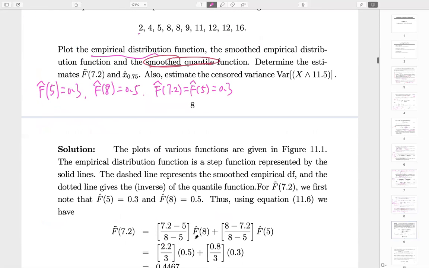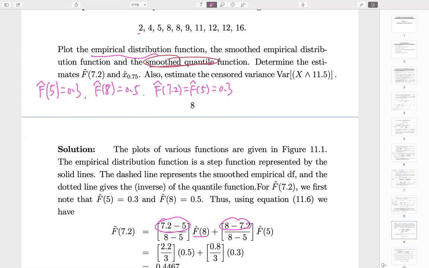So you take the linear interpolation. Between 5 and 8, the distance is 3, and for the point at 8, you apply the distance to 5. It's exactly the opposite. So be careful of that. Otherwise, it's relatively easy.